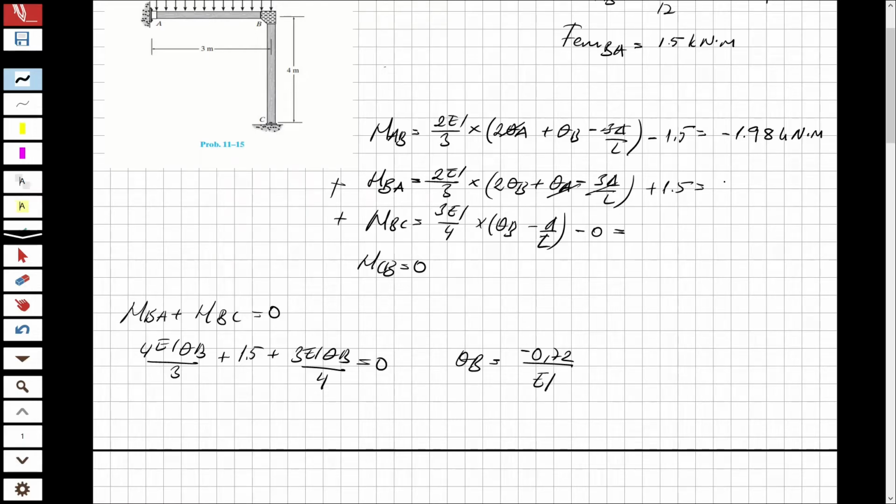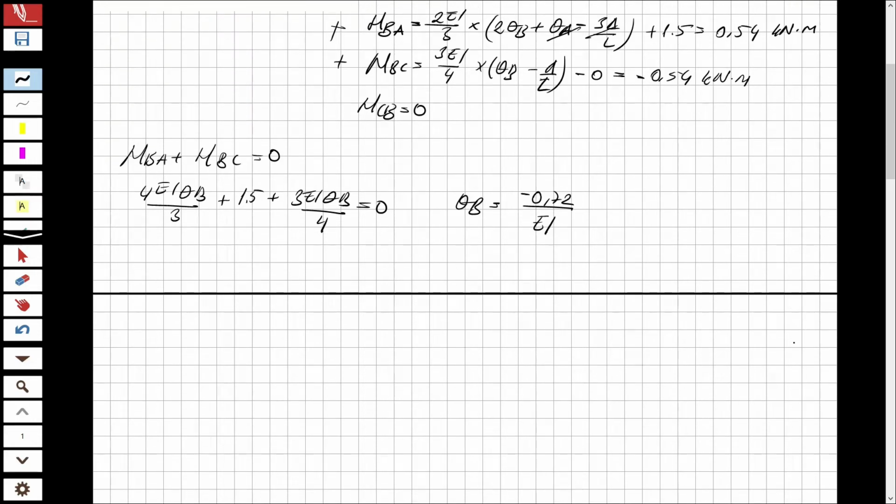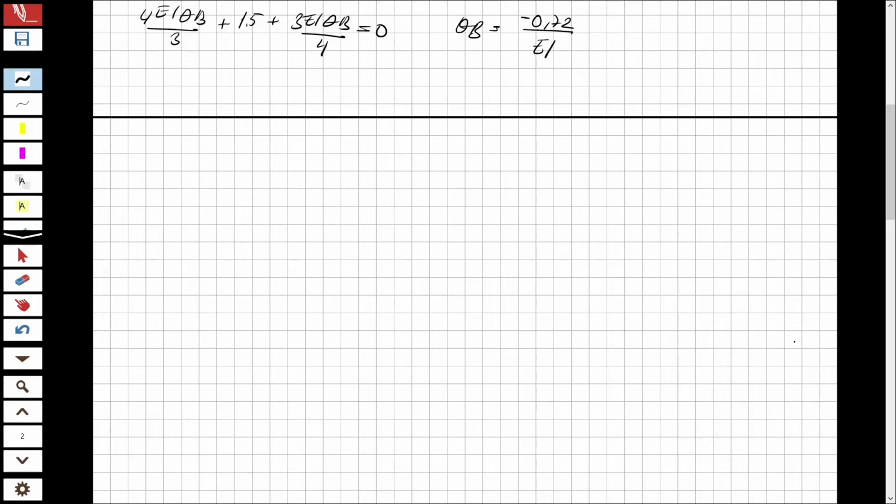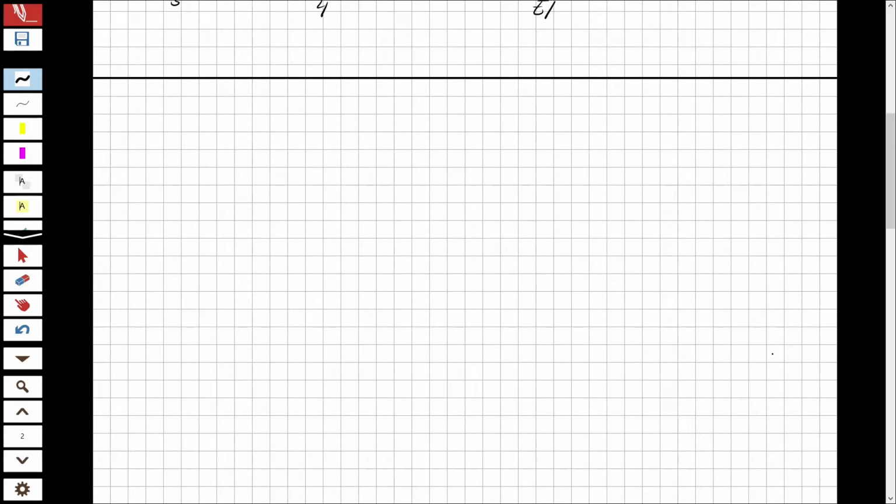Okay, and this is going to be 0.54 kilonewton meter, and this is going to be minus 0.54 kilonewton meter. Now I obtain my moments. If I obtain the moments, so let's find the shear forces, and then we are going to draw the moment and the shear diagrams.